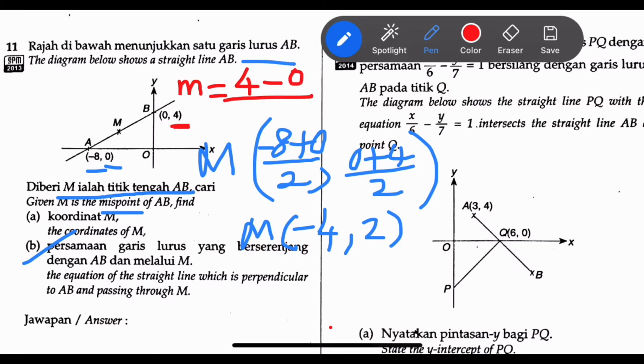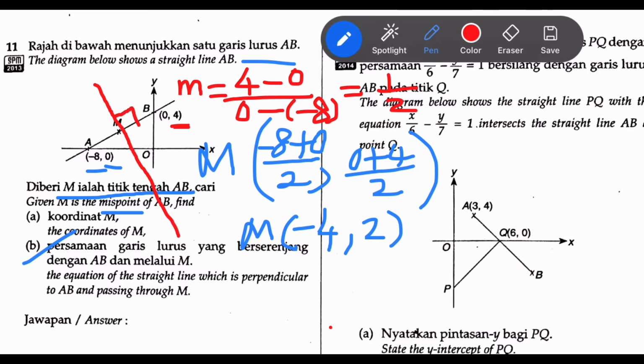So first of all, you have to find the gradient of the line AB. We can use y2 minus y1 over x2 minus x1, which is 4 minus 0 over 0 minus negative 8. Alright, so it's 1 over 2, and the red line is the line that is going to be perpendicular to the line AB, so the gradient obviously will be negative 2.